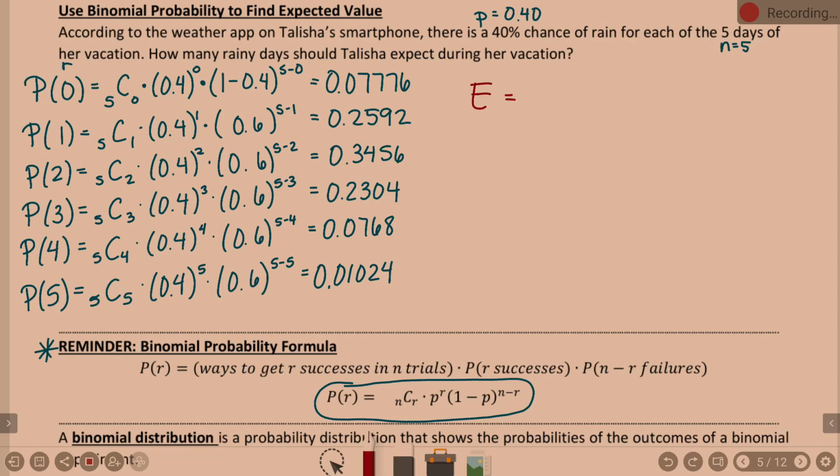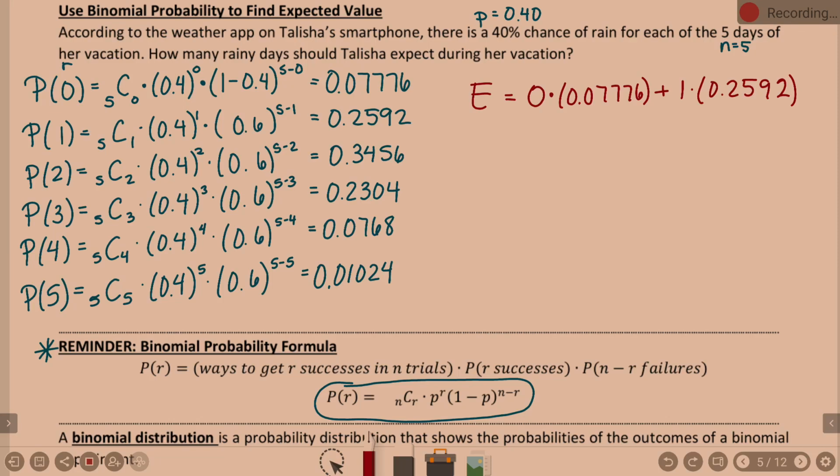So the first possibility is that it rains 0 days. What's the chance it rains 0 days? Not that it really matters, but it's 0.07776. That's 0 days. Plus the next outcome, which is 1 day. The chance it just rains 1 day is 0.2592. So we're taking each amount of days, multiplying by the probability, and adding.